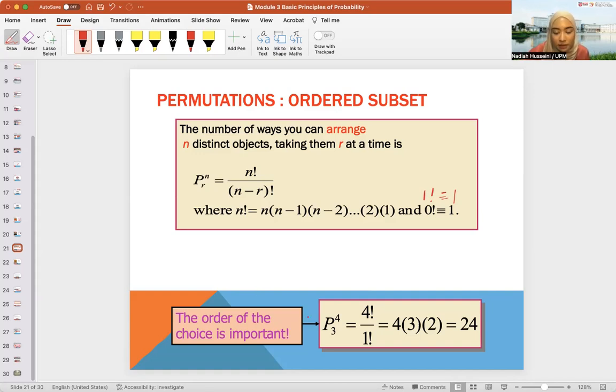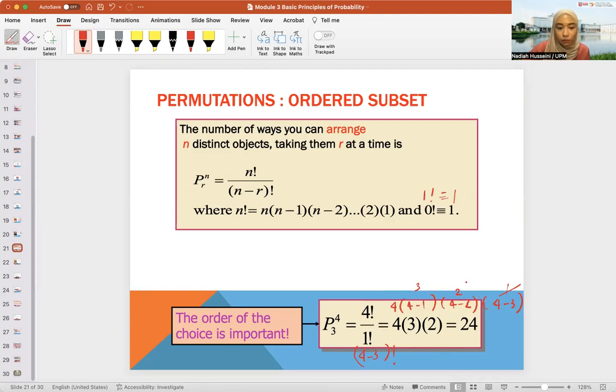Okay, so this is another example: permutation 4, choose 3. So 4 minus 3 factorial down here. So 4 minus 3 is 1. 1 factorial is just 1. 4 factorial, you expand this, it becomes 4 times 4 minus 1, 4 minus 2, 4 minus 3. So this becomes 3, this becomes 2, this becomes 1. 4 times 3 times 2 times 1. The 1, you just get rid of it. 4 times 3 is 12. 12 times 2 is 24.